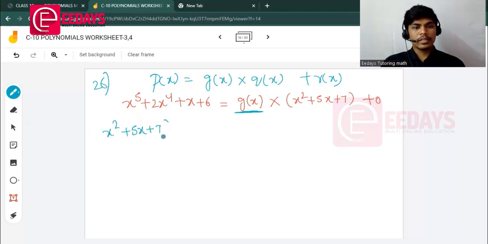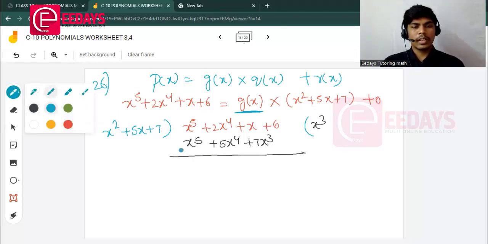5x plus 7. Let us do the long division method. x power 5 plus 6. So x square, if you multiply with x cube, x square into x cube, we are getting x power 5. 5x into x cube, 5x power 4. 7 into x cube, 7x cube.